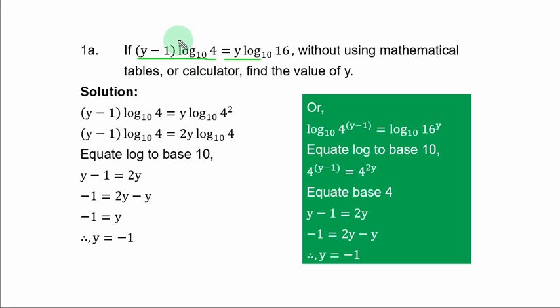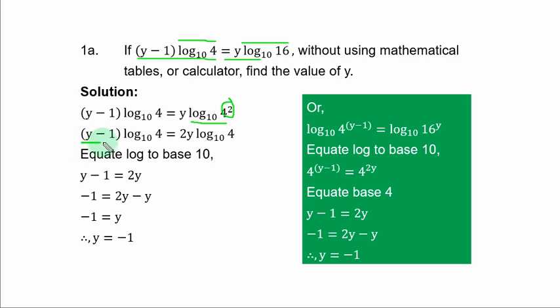Now let us pay attention to log 4 base 10 and log 16 base 10. The logs can be equated if they are the same, and it is possible to achieve log 4 base 10 from log 16 base 10 if it is expressed as log 4 squared base 10. By the power law of logarithm, the power of 2 is used to multiply the log from behind.